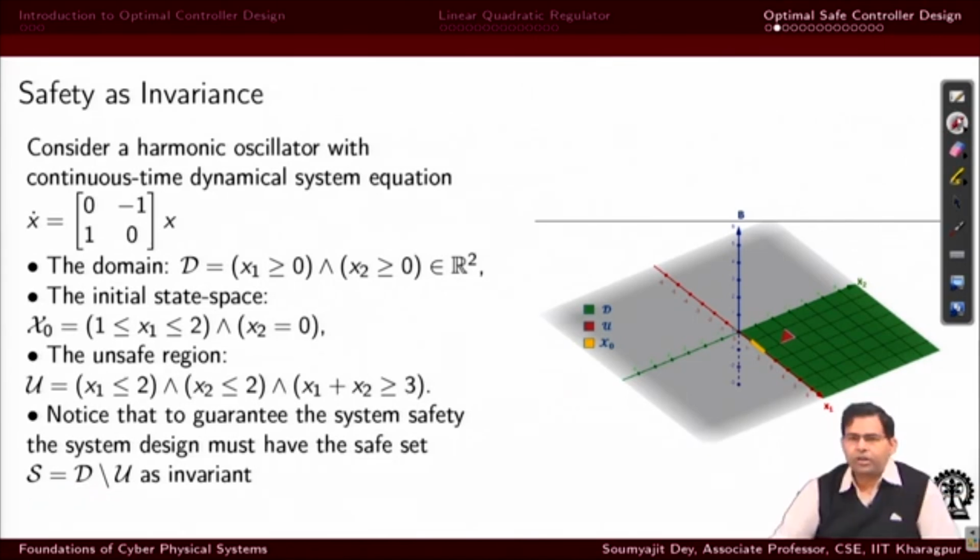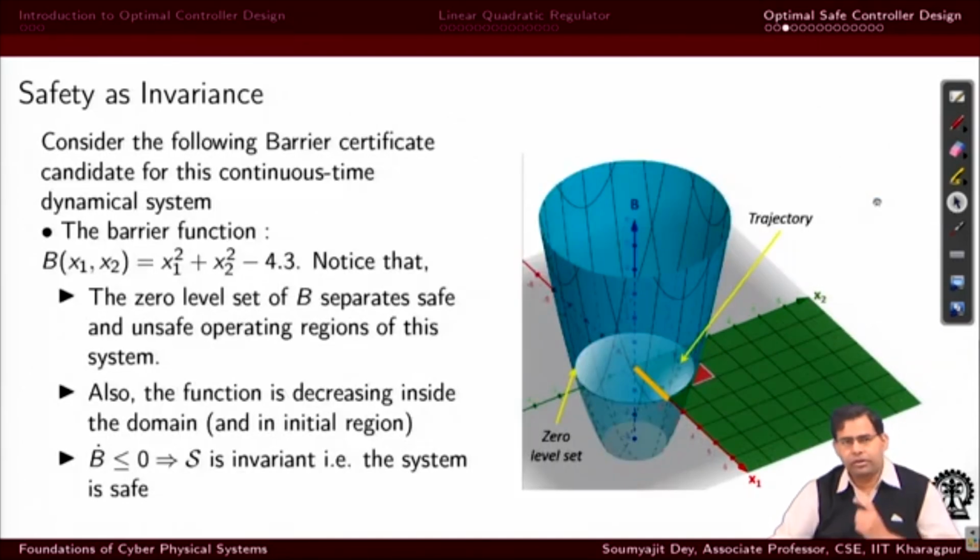So, this is my requirement. Now, let us see what the techniques are to address this requirement, and how I justify it. For this we will use our earlier definitions of barrier function. So, we consider a barrier certificate candidate, right.